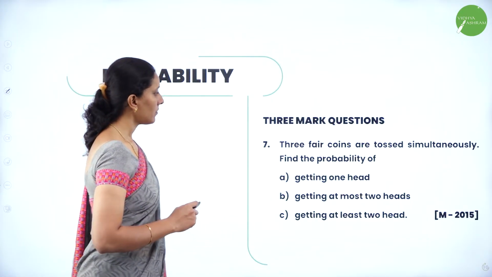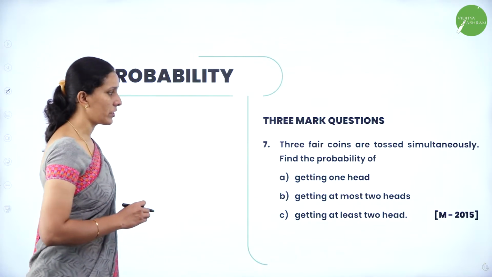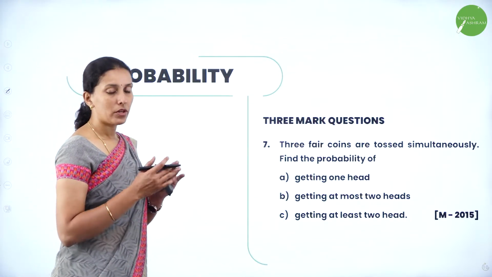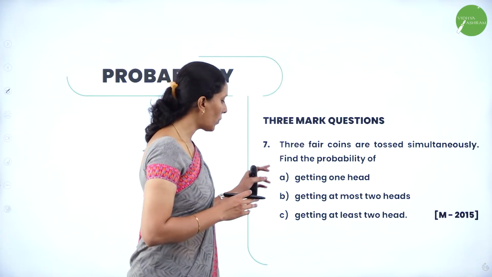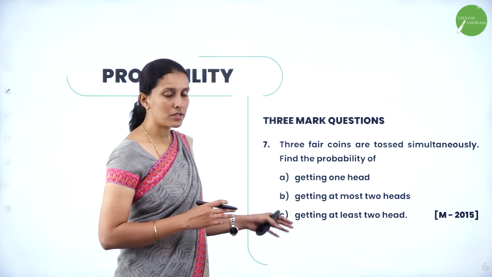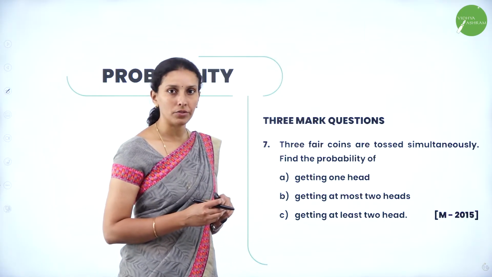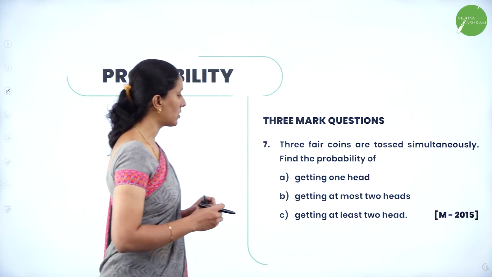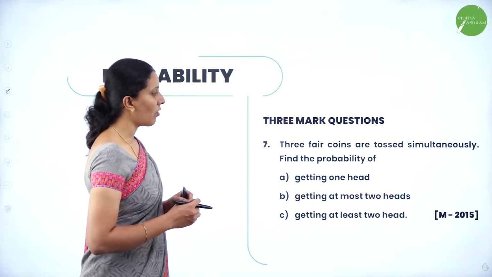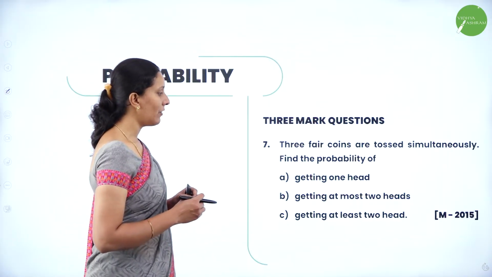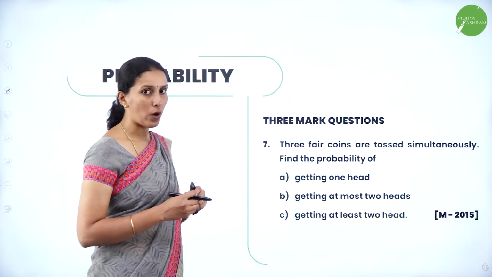Next, let's look at 3 marks questions here. So, maximum 3 mark questions will contain a question in the form of 3 sub questions. A 1 mark simple probability value you need to find out by observing the questions. Now, here, 3 fair coins are tossed simultaneously, find the probability of getting one head.